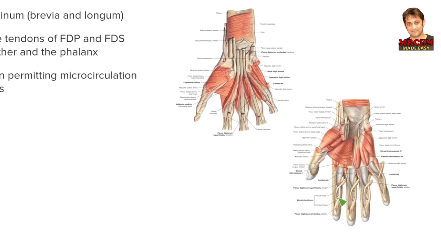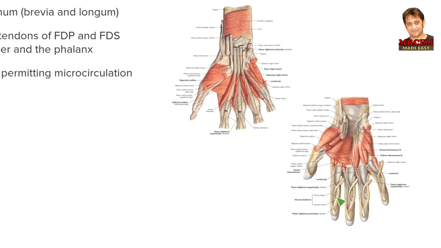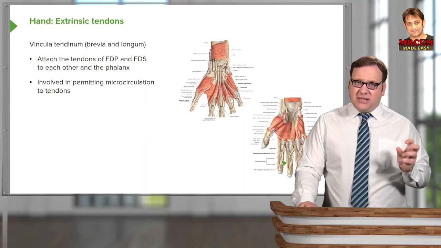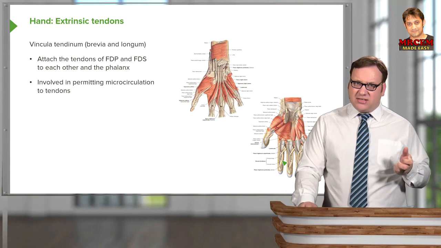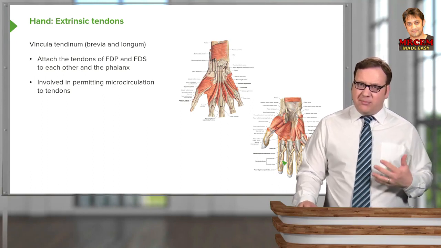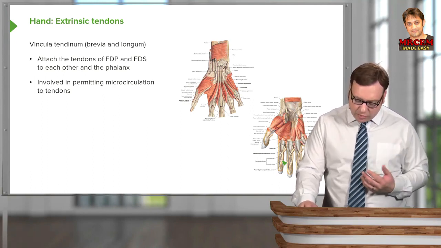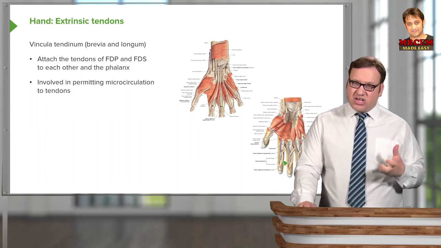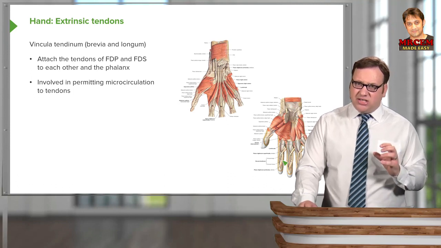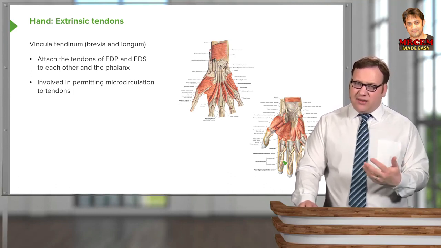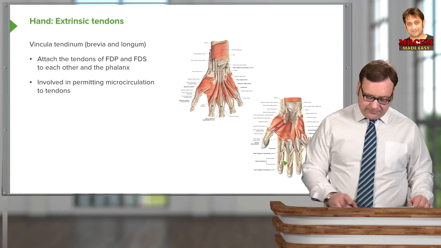And here we have a longum and a brevis. We have a long one and we have a short one. And these are important in connecting those 2 tendons to the tendon sheaths and also in permitting some microcirculation. So these carry some micro blood vessels to the tendons for their blood supply. So they're really important in connecting the tendons to each other and also to the phalanges, and also permitting some microcirculation so the tendons can receive their oxygen and nutrients.